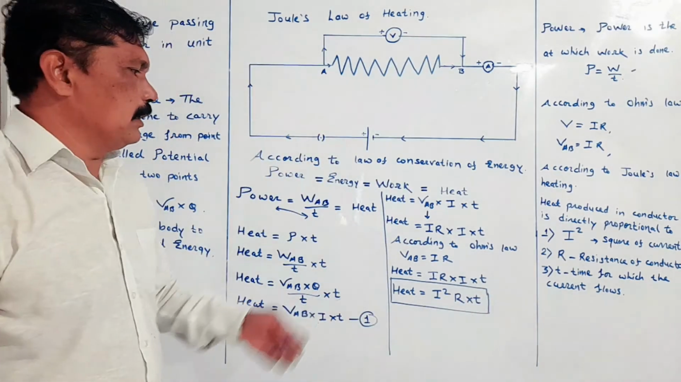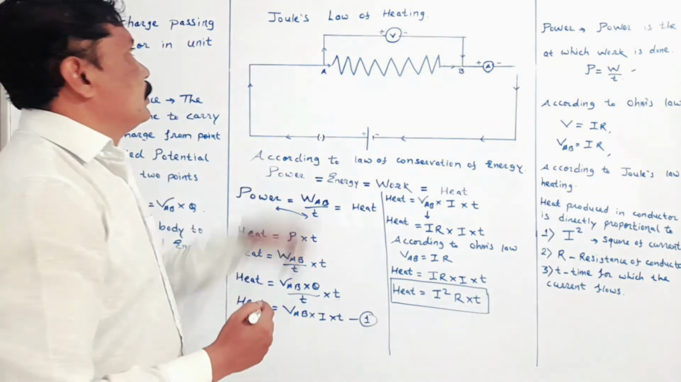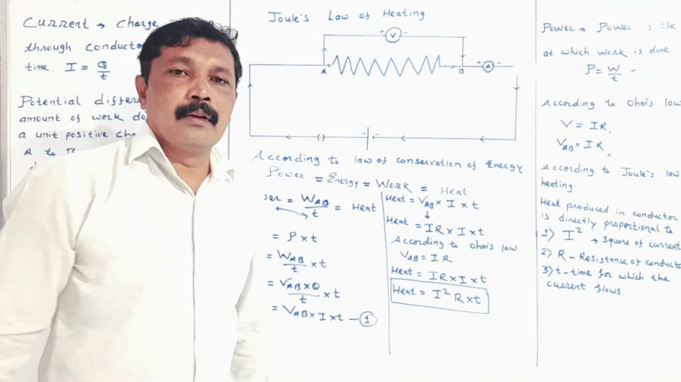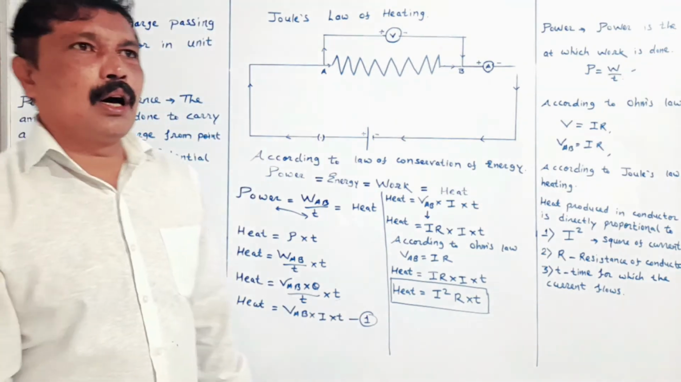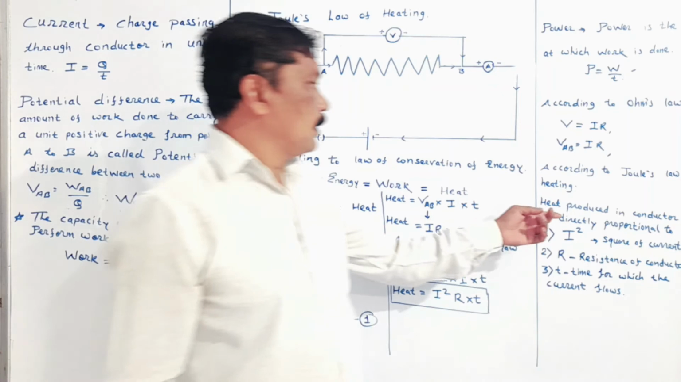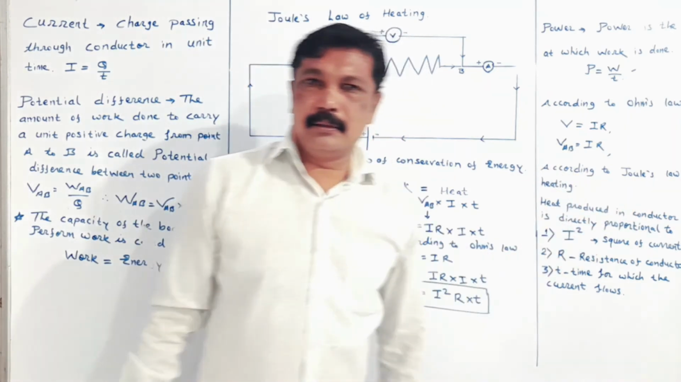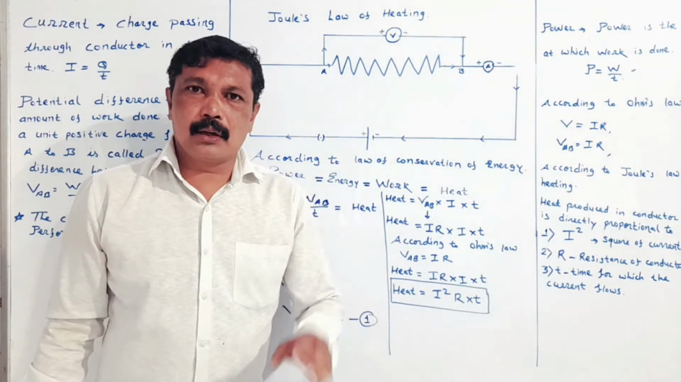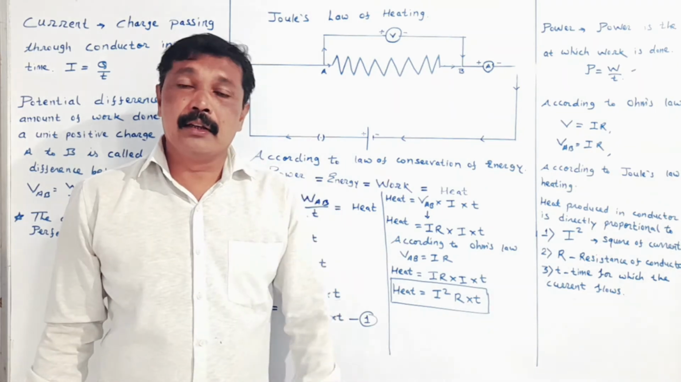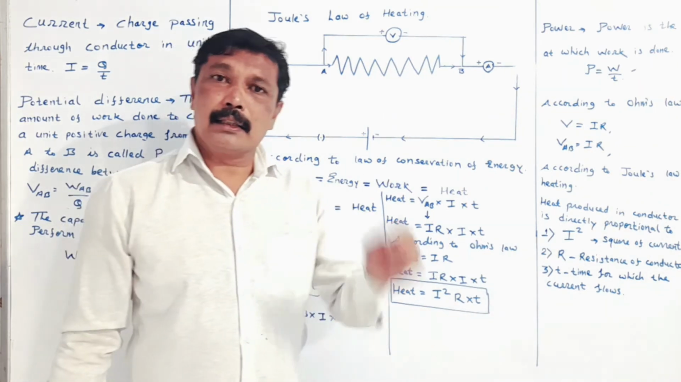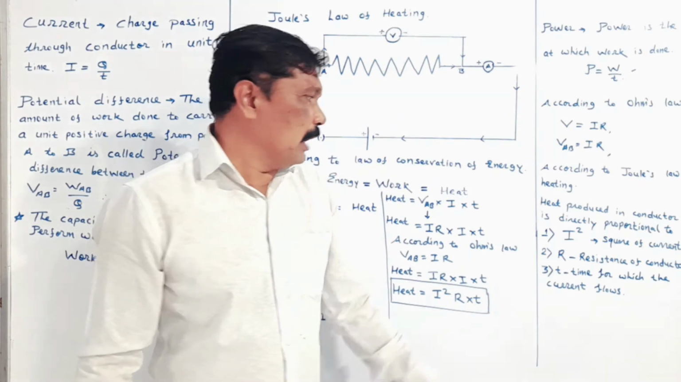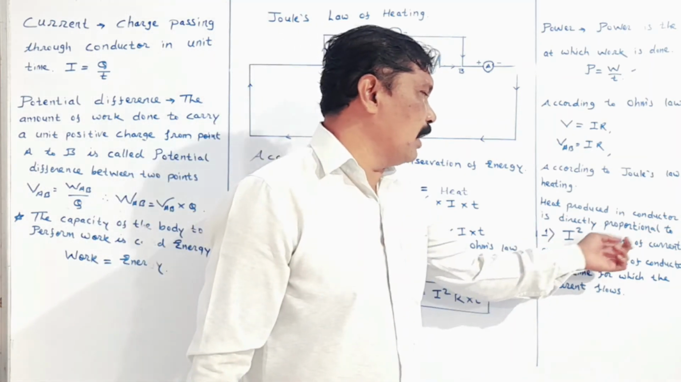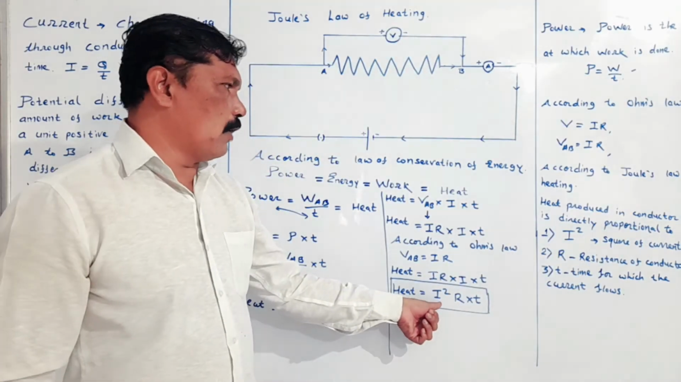This is the mathematical representation of Joule's law of heating. According to Joule's law of heating, the heat produced in the conductor is directly proportional to the square of the current, the square of I.